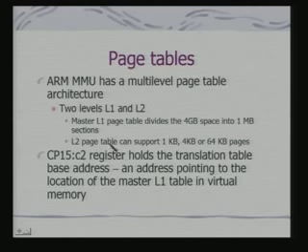The CP15 C2 register holds the translation table base address, an address pointing to the location of the master L1 table in virtual memory. Okay, so this is the starting point, fine. For doing any kind of translation, this base address is absolutely important. I hope you remember I have talked about the starting address of the page table. This address is critically important for any translation task, and it is stored in a register of your coprocessor 15.